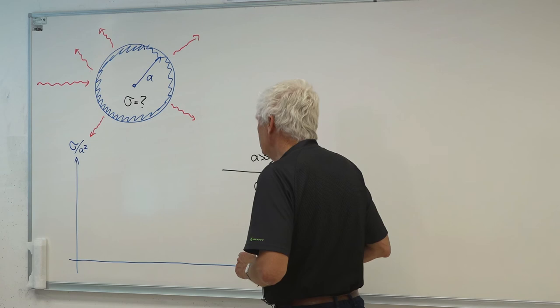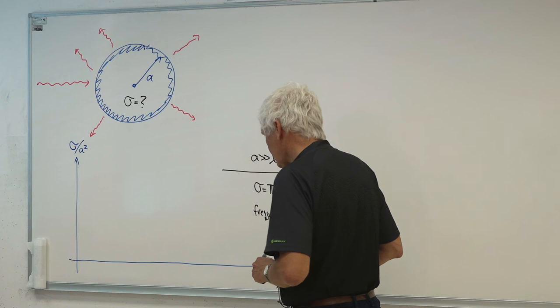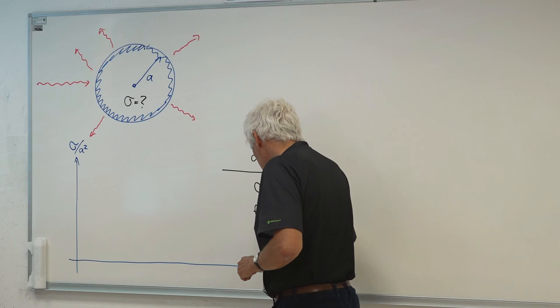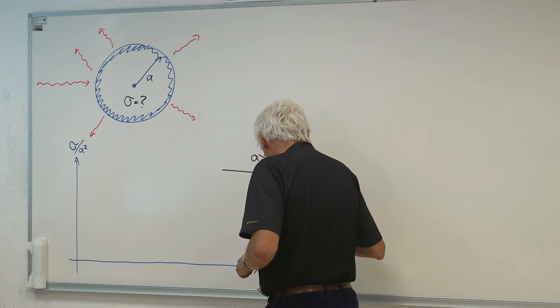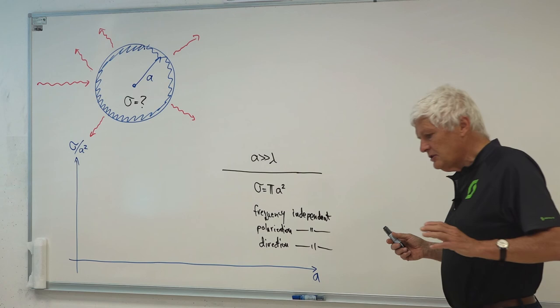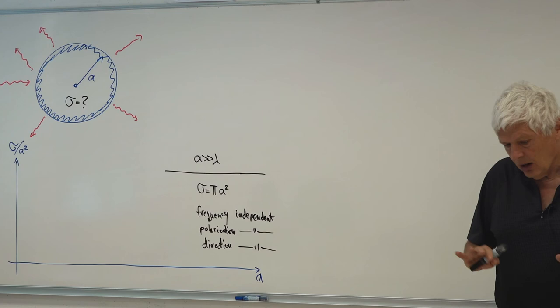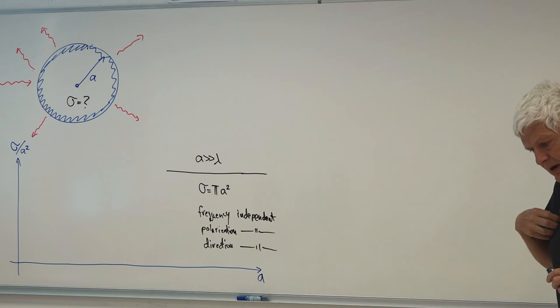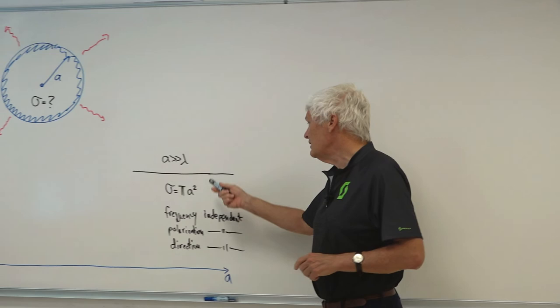What I could do here, simply, I could just write: it is also polarization independent. And it's also direction independent. So a large sphere will scatter radiation in all possible directions as an omnidirectional radiator. This is quite a good example of an omnidirectional antenna, as we thought. But the condition is that the sphere is much larger than lambda.